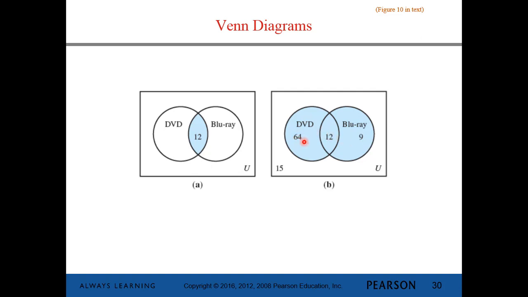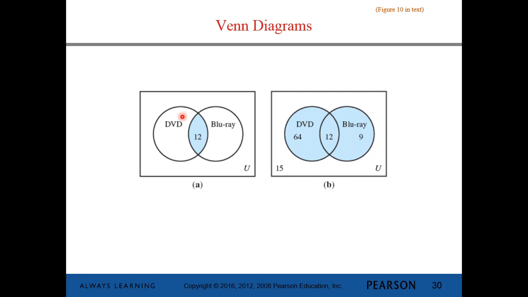Okay, so we add 64 plus 12, which gives us 76, plus 9, which gives us 85. Well, where's the other 15? Well, the other 15 has to be in the final region, the outside region, which we put right here, 15.